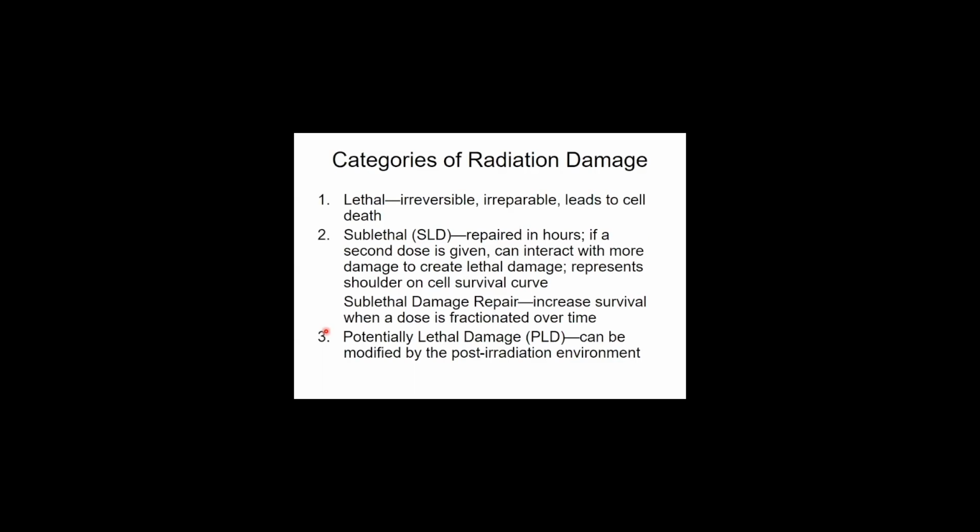So let's start out with the kind of damage that we have. There is, of course, lethal damage. Lethal damage cannot be reversed, cannot be repaired, and leads to cell death. That makes sense. That's the definition of lethal, right? But there are two kinds of damage that are not lethal. One is called sublethal. The second is called potentially lethal.